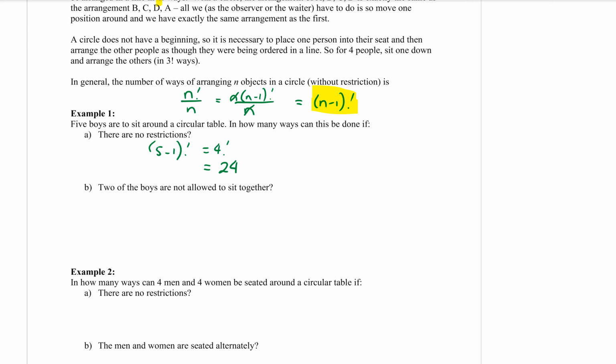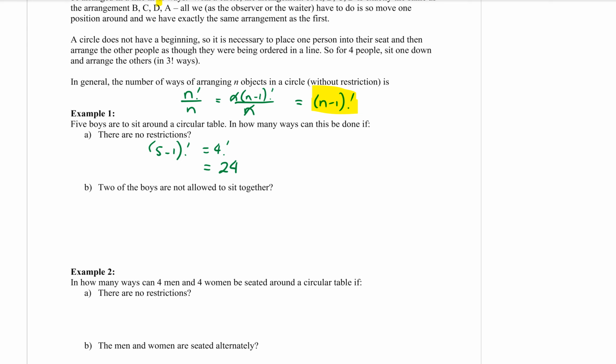Okay, if 2 of the boys are not allowed to sit together. So there could be 1 chair between them, there could be 2 chairs, 3 chairs. They can't sit together all on the ends. It's a circle, so there's no end. Would you subtract it? Yes. Whenever you're saying 2 people shouldn't be together, make them together and subtract it off the total.